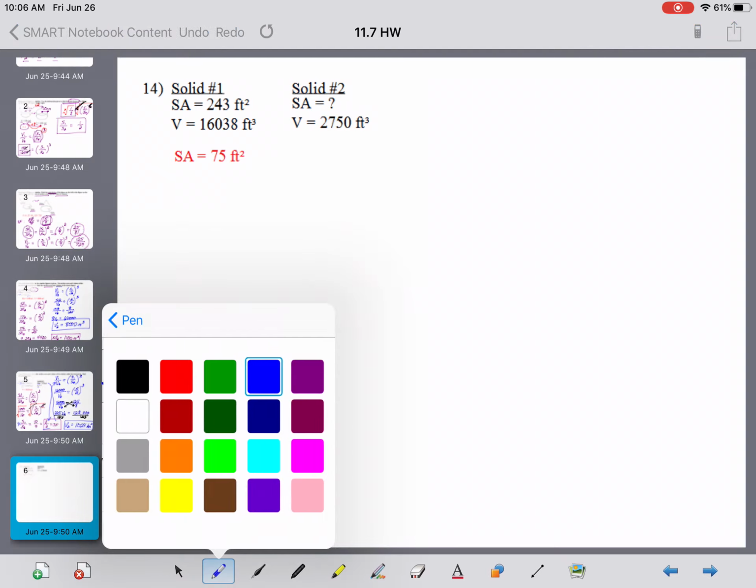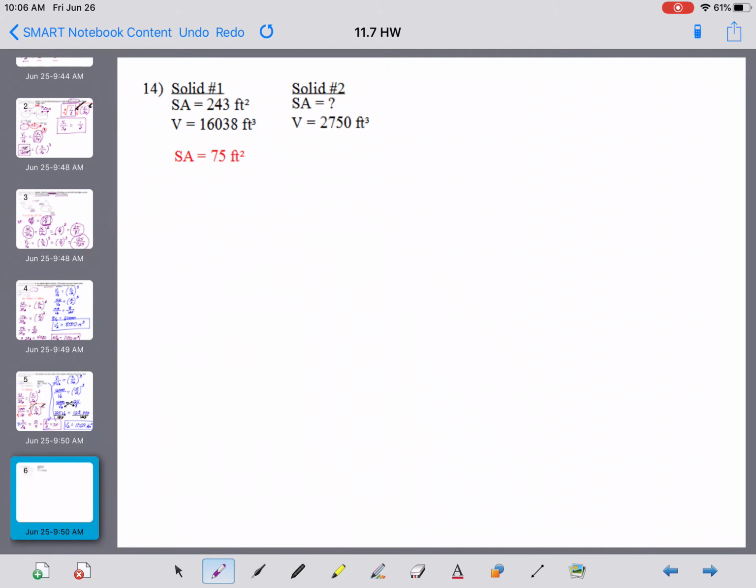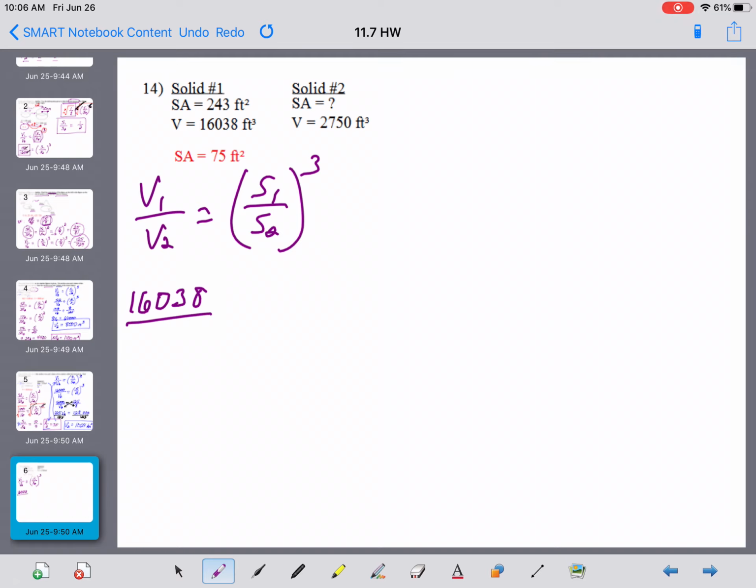Now, they've given you more information about volume, and we've got to figure out surface area. So let's start off with volume because we know more about that. V1 over V2 is equal to side 1 over side 2 quantity cubed because volume is three-dimensional. The volume of the first figure is 16,038 over the volume of the second figure, much smaller, 2,750. That equals the ratio of side 1 to side 2 quantity cubed.